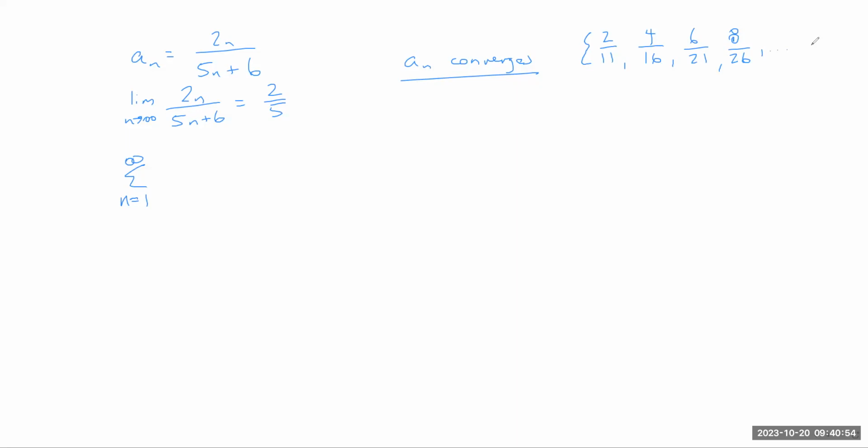So with this sequence, I can get as close to 2/5 as I want. I just have to go further and further down the list. But now what if I look at instead this 2 over 11 plus 4 over 16 plus 6 over 21 plus 8 over 26? Is that going to converge? How do I know that's not going to converge? What's good?